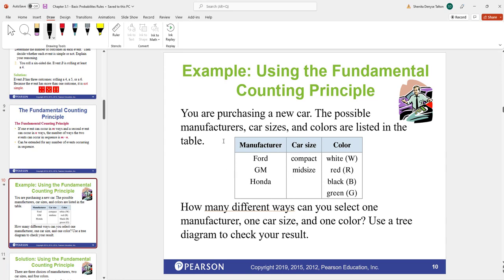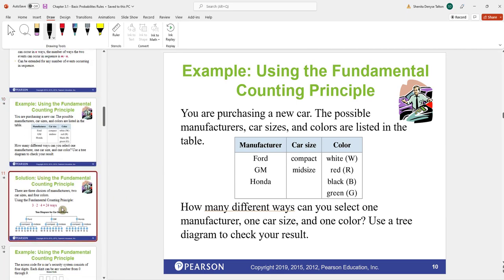The possible manufacturers, car size, and colors are listed in this table. So you can get a Ford, a GM, and a Honda. You can get a compact or midsize, and your color choices are white, red, blue, or green. How many different ways can you select one manufacturer, one car size, and one color?